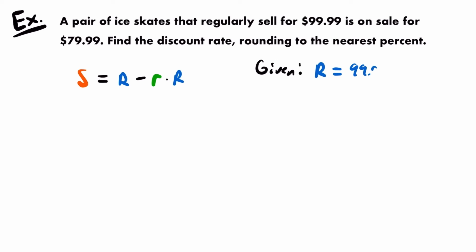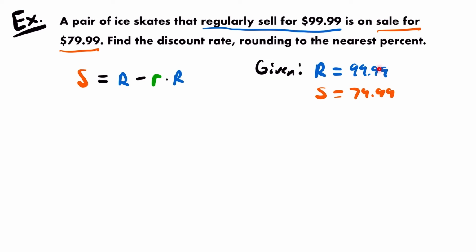So 99.99 is the regular price, but then we're told that the ice skates are on sale for $79.99. That will be the sale price, or the value of S. All right, so we're also given that S is equal to 79.99. Again, do not round that up to 80. You want to use these values as they are given. The only thing we're going to round is our final answer because we want to find the discount rate rounding to the nearest percent. So we only round at the end.